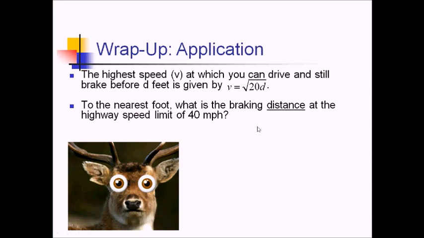So to figure this out, if we're trying to get the distance, we need to plug the 40 in for the v. So we can say 40 equals the square root of 20d. And go ahead now and solve this one on your own. Did you square both sides? Hope you did. That's 1600 equals 20d. Dividing by 20, that's going to be 80. So 80 feet is our braking distance.